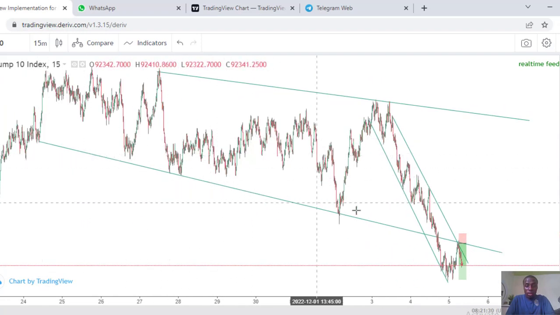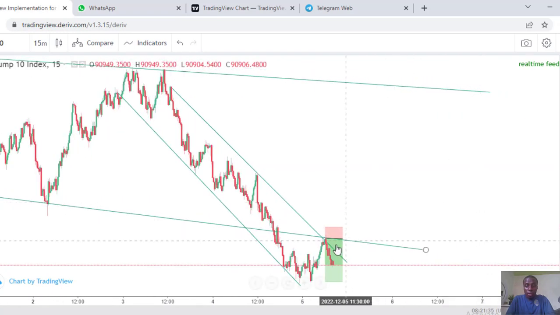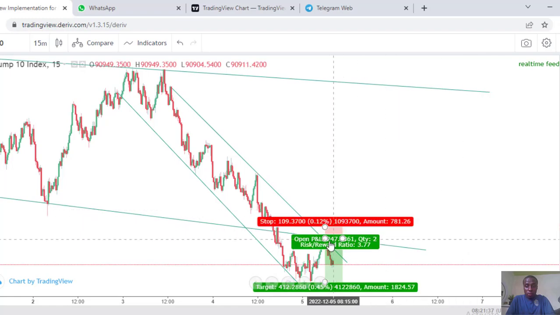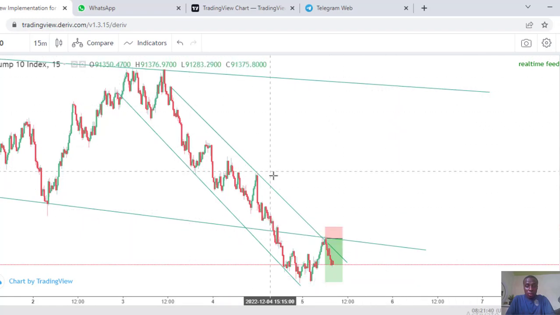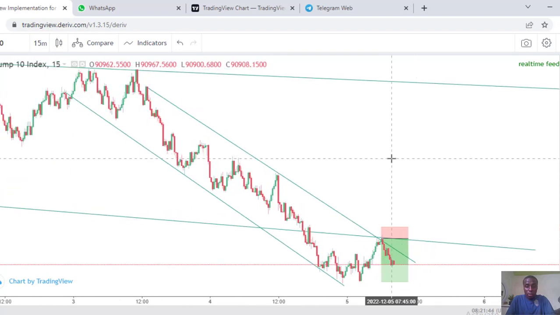See, price rejected twice and then finally broke through the zone. And what happened, it came back now to retest. Okay, so it came back to retest the zone around here. Now that was in the 15 minutes time frame. Now in the 15 minutes time frame, we are looking for our sniper entry.